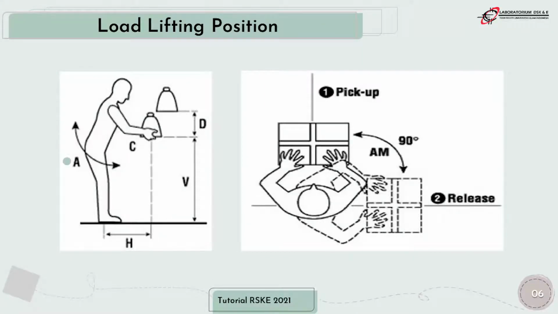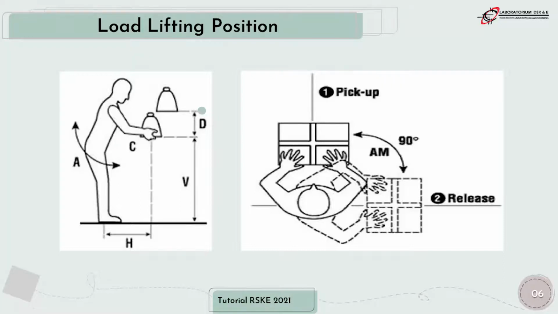Then there is the A, or asymmetrical angle. This is seen from the movement of the shoulder to the right or left, or whether the position of the shoulder is standstill. Then there is C. For C, this is the clutch or handle of the object.